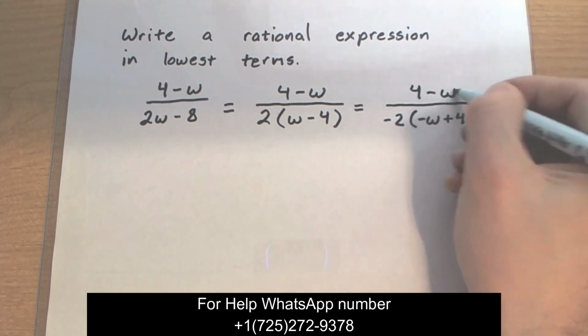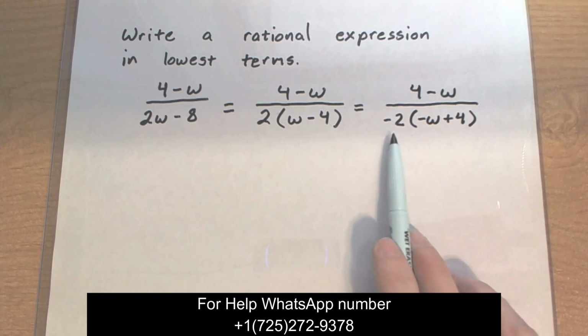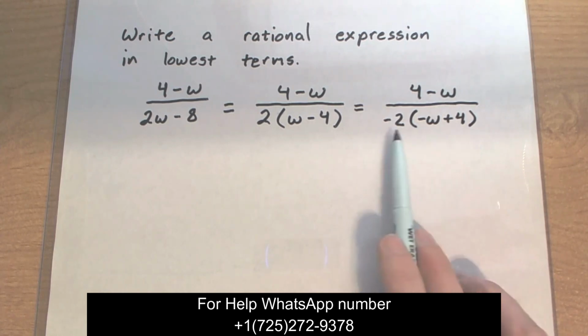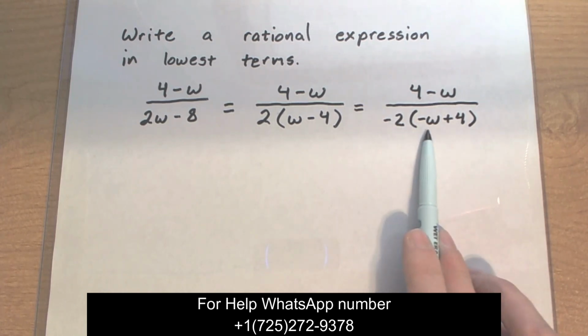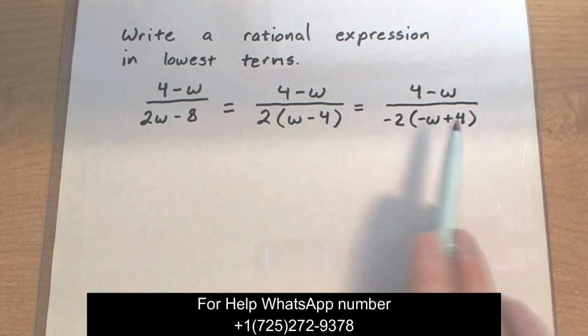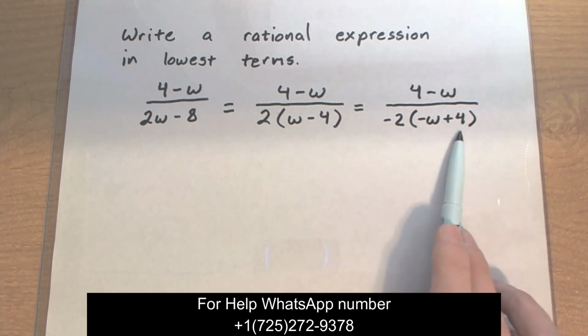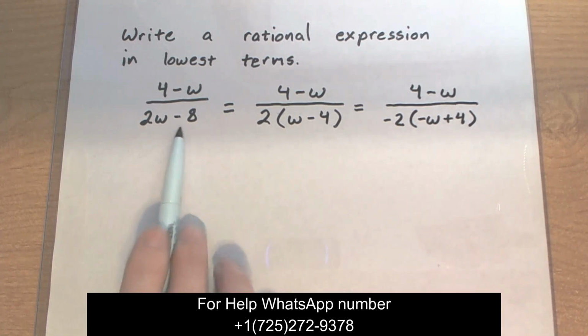Now let's see why this is really okay. So let's double check this by multiplying it back in. So negative 2 times a negative w gives us a positive 2w. Yep, that's what we originally started with. Negative 2 times 4, that's negative 8. Yep, that's what we originally started with.